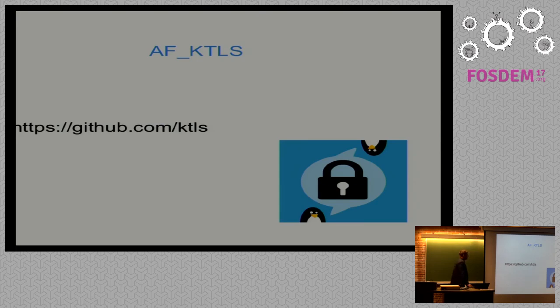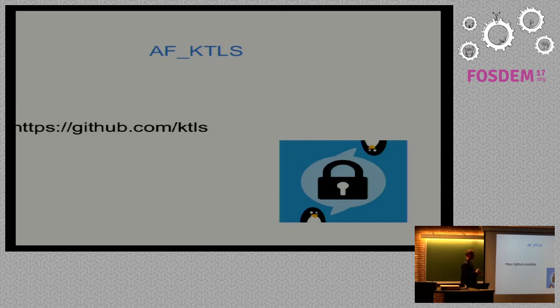So what's the strategy there? Once you instantiate the session properly, you have all the keys and you pass the key material to AF_KTLS. You can use the record layer just to send and receive raw data, and you get unencrypted data in user space.